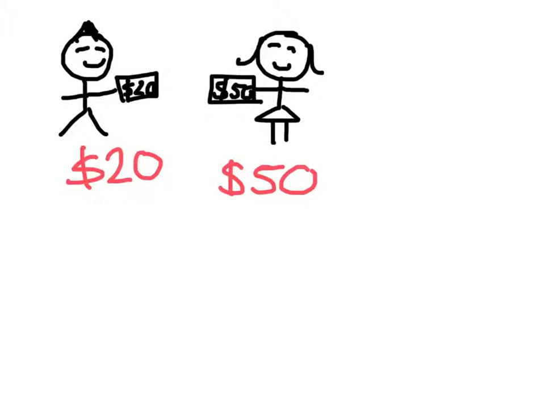Now, this is where we need to know how to skip count in tens. There are two ways to do this. Both are very easy. I always like to add from the biggest number first, which in this case is 50. So my adding problem, my equation, is going to be written 50 plus 20. Now, there are two ways, like I said before, of solving this.